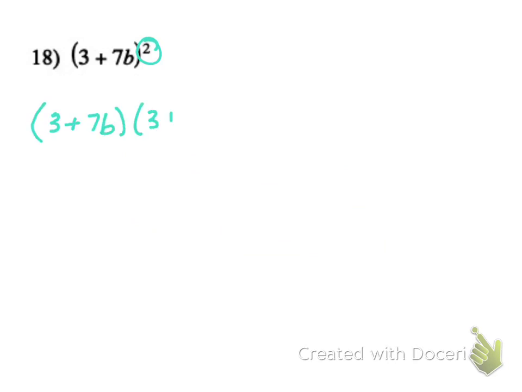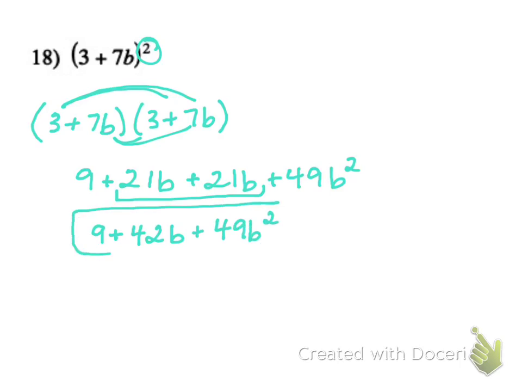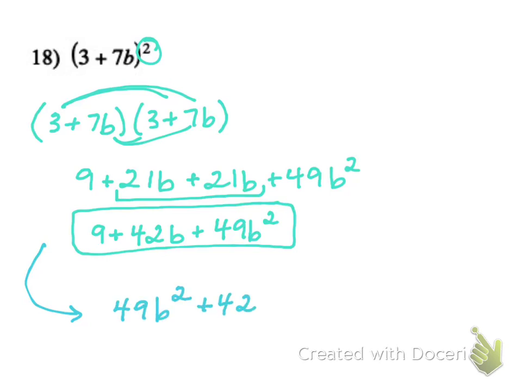Again, I have it squared, so I rewrite and distribute. Then I distribute the second term. Combine those like terms in the middle. And I'm done. Another option, which is something you guys might want to keep in mind, is to always write it in descending order. So this problem is simplified completely at this point, but to write it in descending order, we just need to make sure I have my b squared first, then b, then the constant at the end. But either way, I would accept.